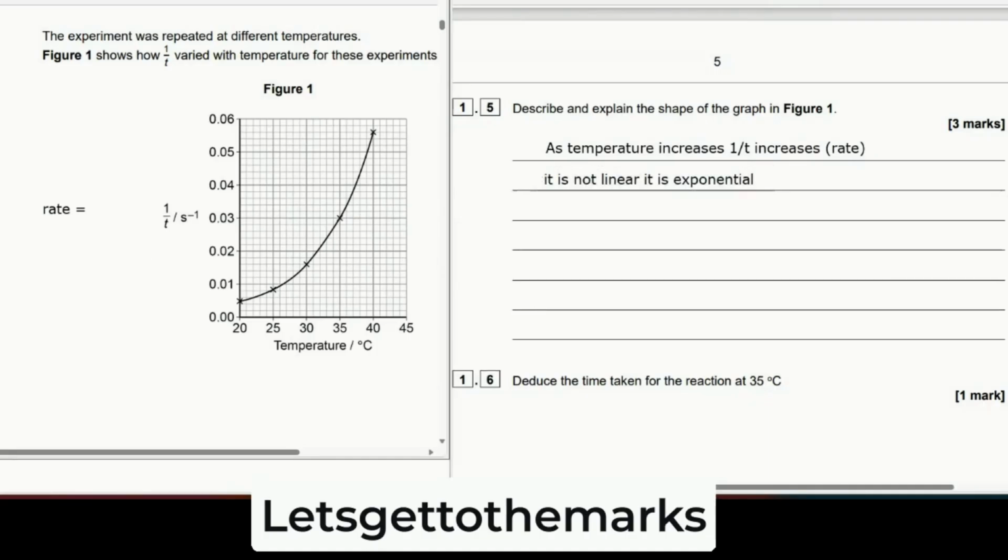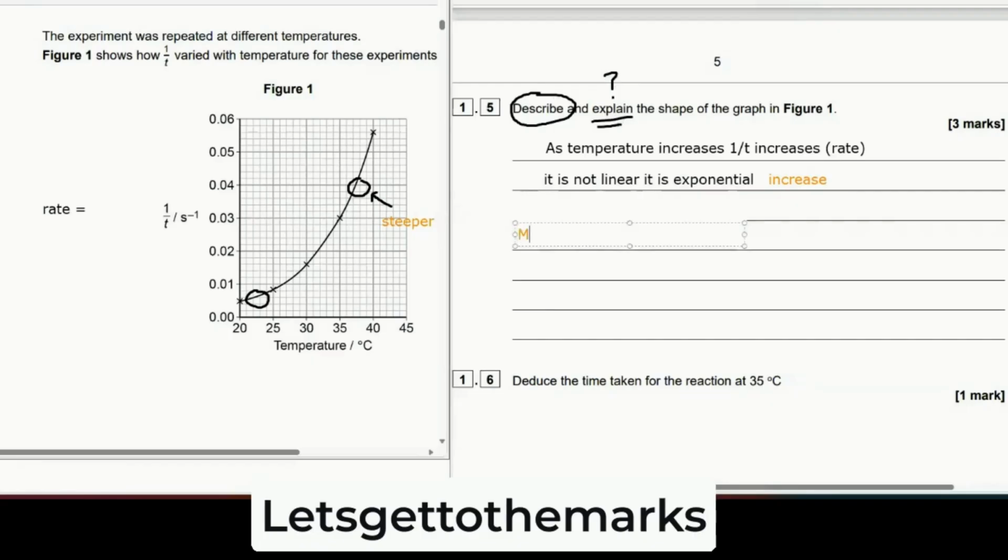And then the second mark in the describe part of this question is that it's not a linear relationship. If we look at the bottom of the graph, we can see it's less steep. If we look at the top of the graph, the gradient is getting steeper and steeper. So the increase in rate is increasing, and we call this an exponential increase. So it's not a linear relationship, it's exponential.